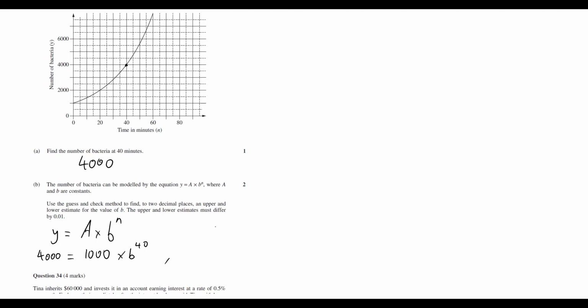Okay, so rearranging that, we find that b to the power of 40 is equal to 4,000 over 1,000. We can just write that as 4. So now for us to get b by itself, what we can do is just take the 40th root of 4. So what that looks like is this. And the answer that we get from that is actually equal to 1.04.